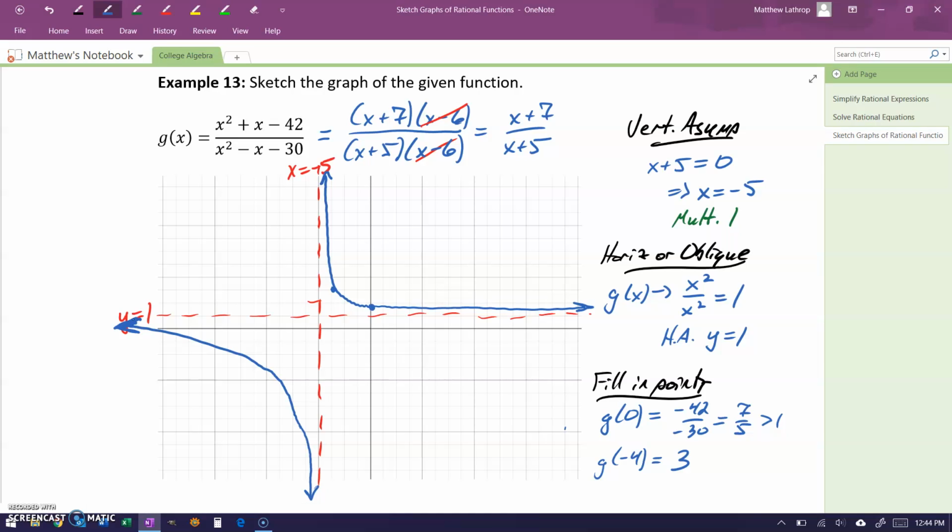One last thing to take note of would be what's happening to our function at x equals 6. If we look at the original function before we reduced, x minus 6 is part of the denominator, meaning our function is undefined at 6. So what we would actually want to do, if we want to sketch this or graph this more accurately, is put an open circle at that point.